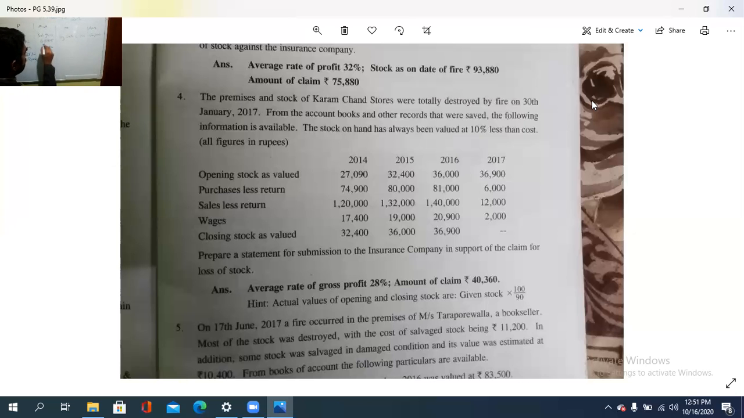Then take the total. 3,360 plus 2,000 plus 6,000 plus 36,900. 48,260. Total is 48,260. 48,260 minus 12,000.